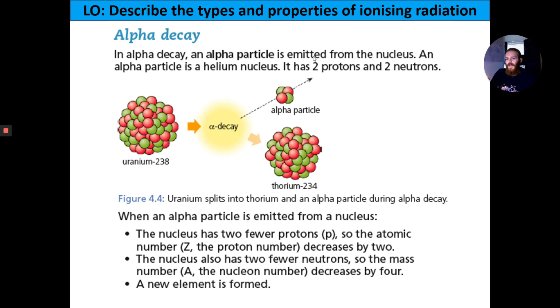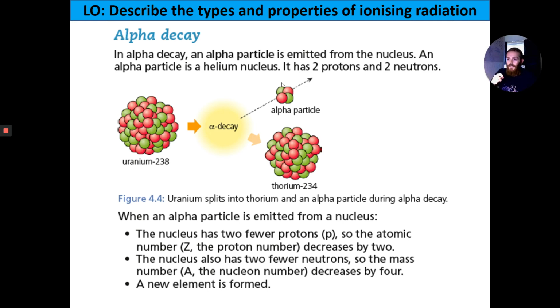So an alpha particle is emitted from the nucleus. An alpha particle is a helium nucleus. Now you might be going, well, where's this helium come from? If you look at the atomic number of helium on the periodic table, you'll see that the atomic number is 2. As in, to be helium, you need 2 protons. Now, if you look at this, it says here that alpha particles have 2 protons and 2 neutrons.